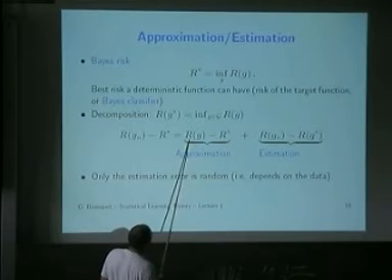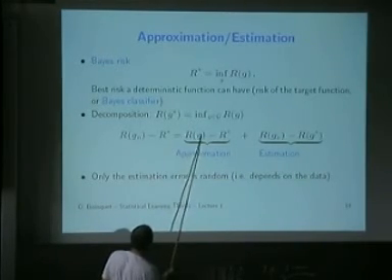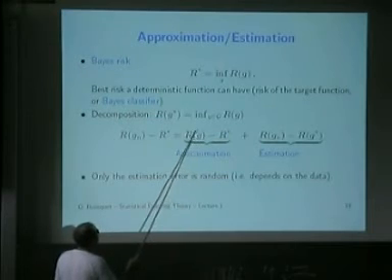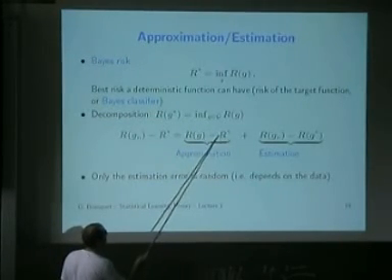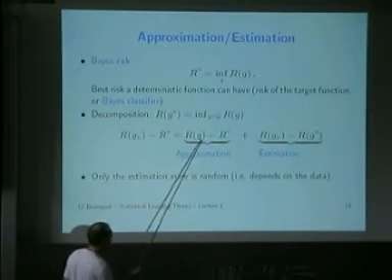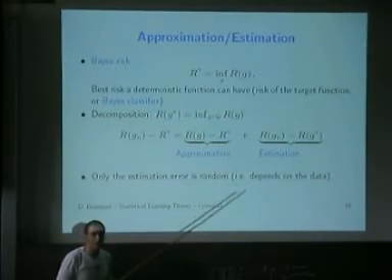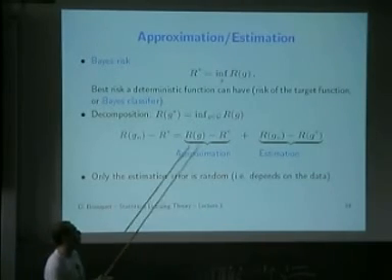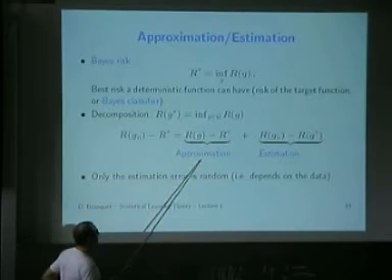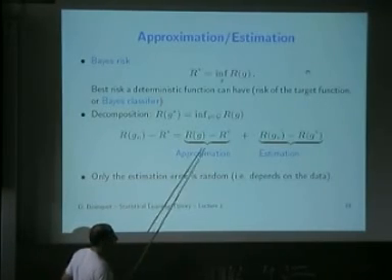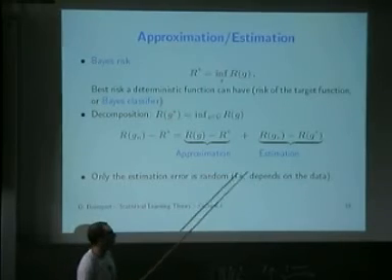The difference between the risk of G star, the best in the class in terms of risk, minus the best overall. You cannot hope to do better than this anyway, because you are restricting your class of functions to be G. So you know that you will always make at least this mistake, which is what is called the approximation error. It tells you how well your class of functions can approximate this target T.